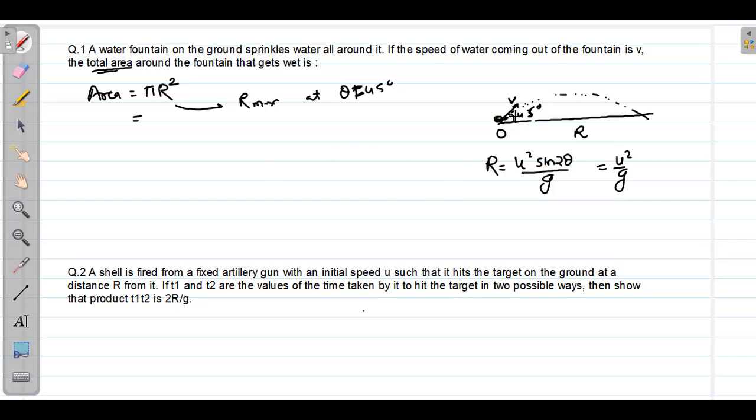It means if water is coming out with velocity v, which is the initial velocity, R is v square by g. This is the R, and its square gives the area. It means our answer will be pi v raised to the power 4 by g square. This is the area which is wet by the fountain.